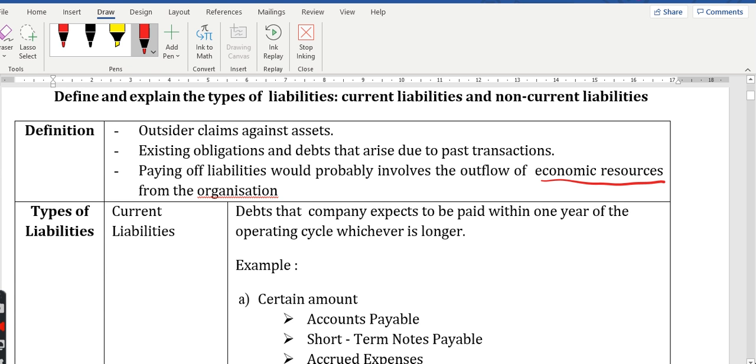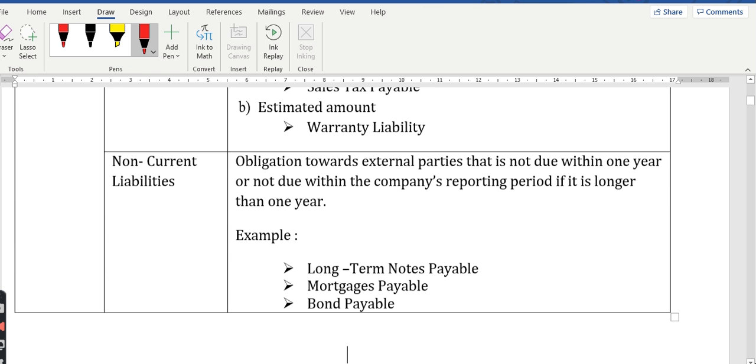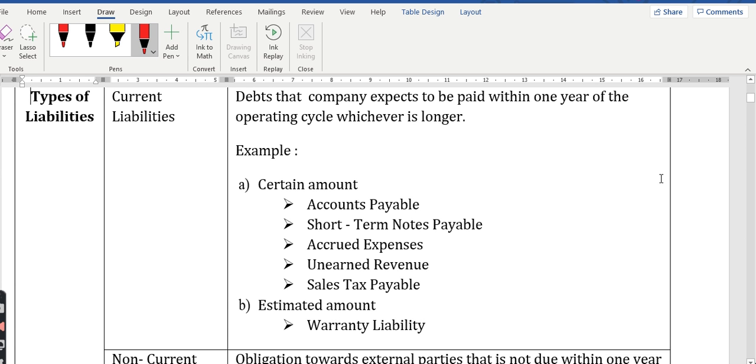Okay, so there are two types of liabilities. The first one is current liabilities. In current liabilities, you're going to have two types: one with a certain amount, and the other with an estimated amount. For certain amounts, you have accounts payable, short-term notes payable, accrued expenses or expenses payable, unearned revenue, and also sales tax payable. And for estimated amount, you'll have warranty liability.